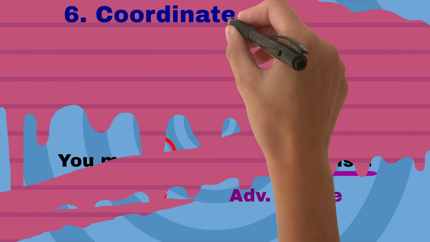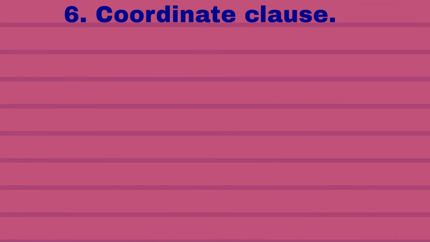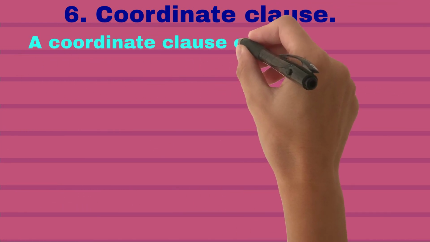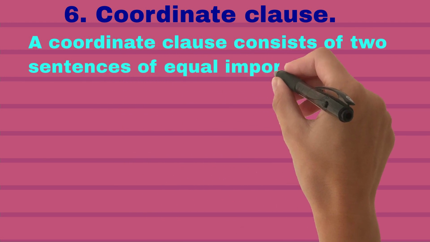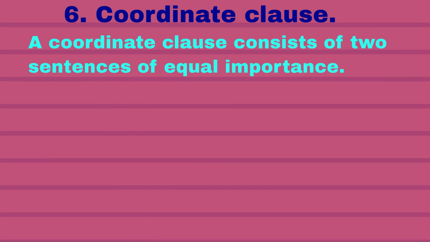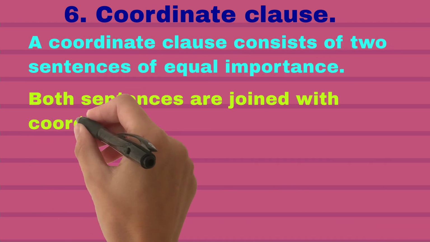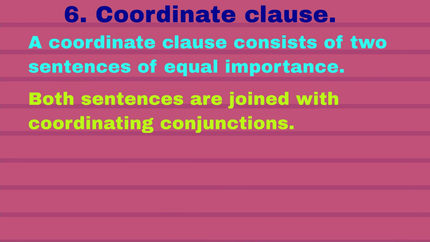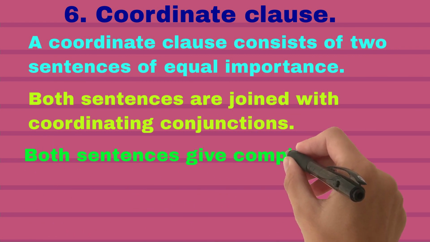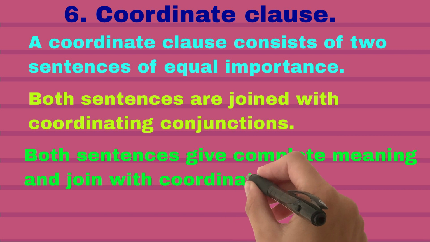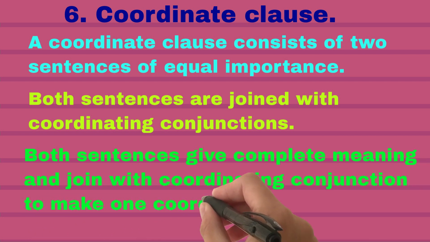Next is coordinate clause. A coordinate clause consists of two sentences of equal importance. Both sentences are joined with coordinating conjunctions. Both sentences give complete meaning and join with coordinating conjunction to make one coordinating clause.